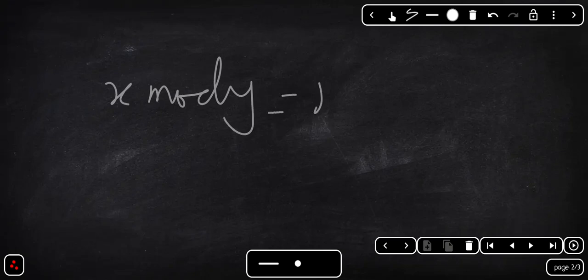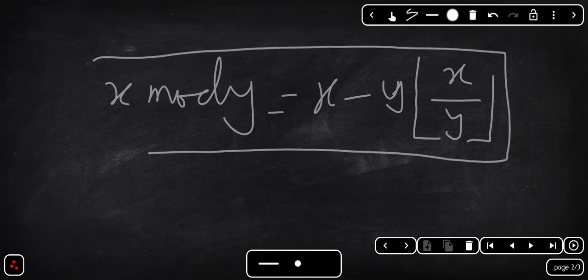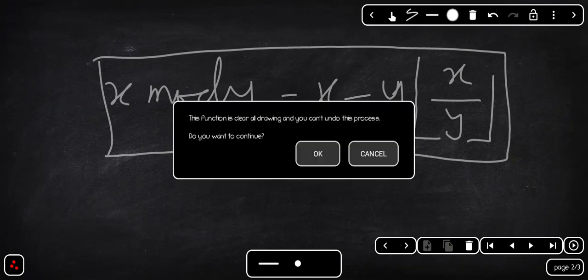So we have x mod y. x mod y is equal to x minus y multiplied by the floor function of x over y. You can see this is a very beautiful definition. All right, so let's start with the first question.